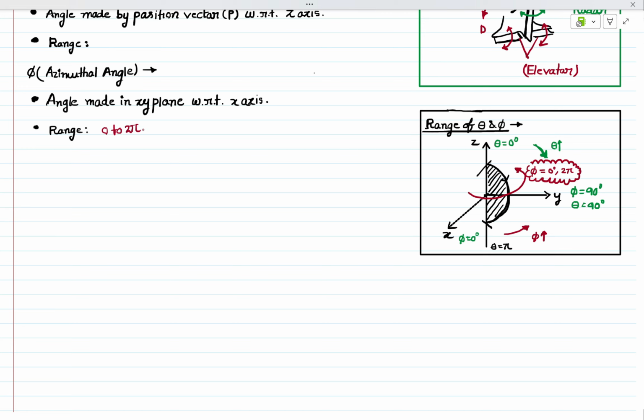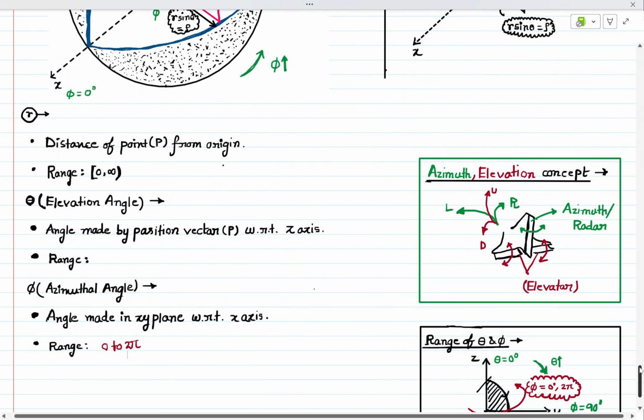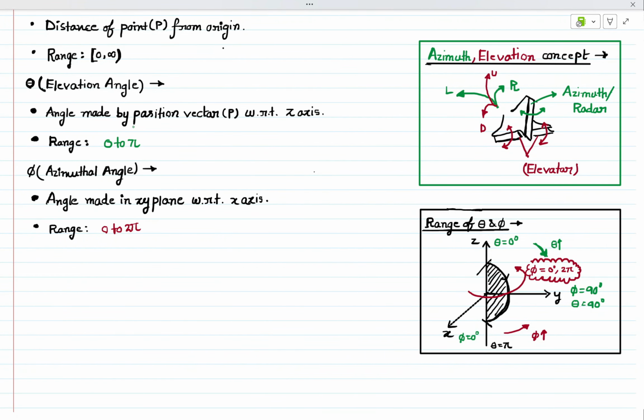But what is the range of theta? Remember the range of theta. The range of theta is nothing but 0 to pi, not 2 pi. Here most of the students make mistakes. They think that okay, a complete revolution has to be made, a sphere has to be formed, so the variation will be 0 to 2 pi. Not like that. The theta, or the elevation angle, will be varied from 0 to pi because we have to make a semicircle. After that, we have to revolve the semicircle for one complete revolution.